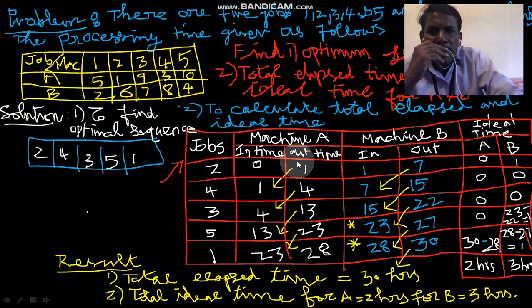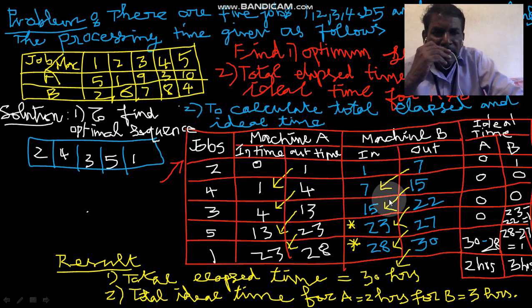Right. Now come to the fourth job. What is the time taken under machine B? 8. So 7 plus 8, 15 is the out time for machine B. Now this out time becomes the in time for job 3. Job 3, the in time is 15. Now come here. For the third job, 7 days are needed for machine B. So we get 15 plus 7, 22. 22 is the out time.